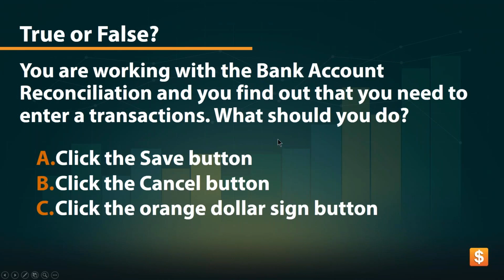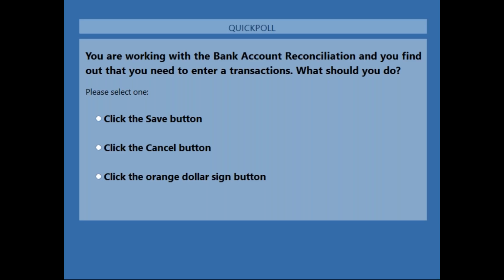Next question, true or false once again? True or false, you are working with the bank account reconciliation and you find out, oh, this is not true or false, this is multiple choice. And you find out that you need to enter a transaction. What should you do? A, click the save button. B, click the cancel button. Or C, click the orange $ button.